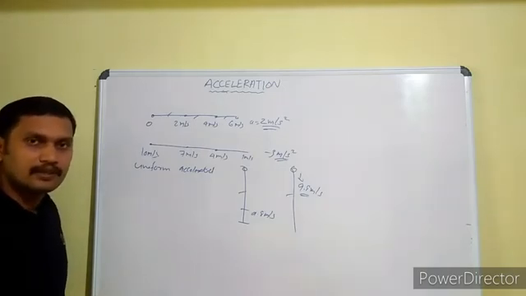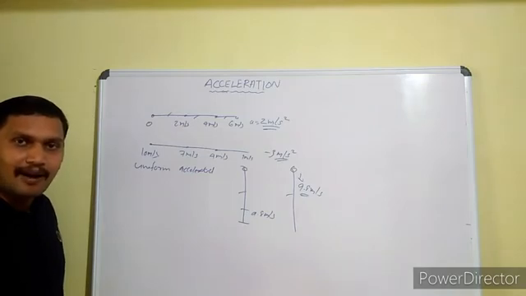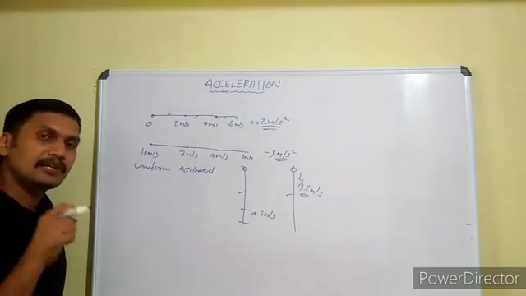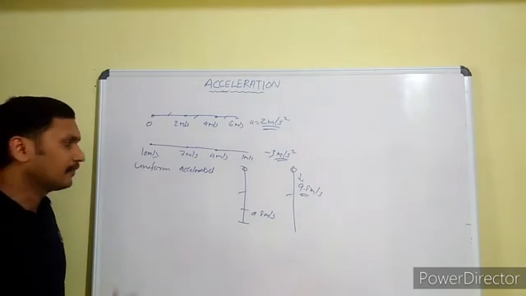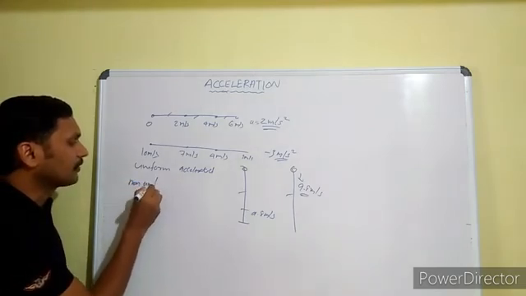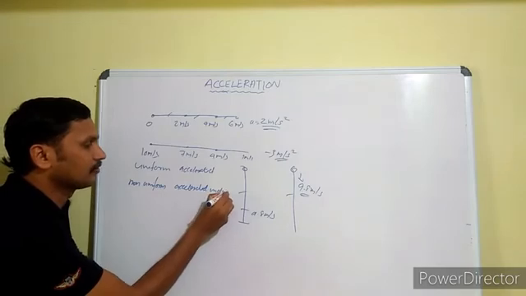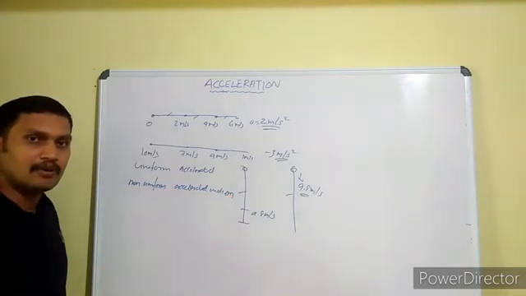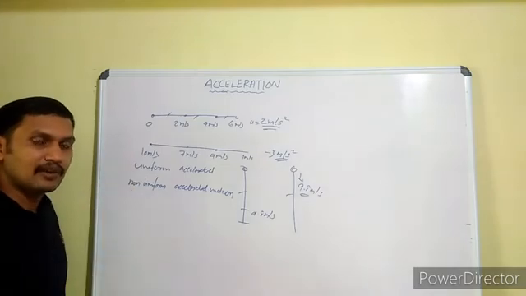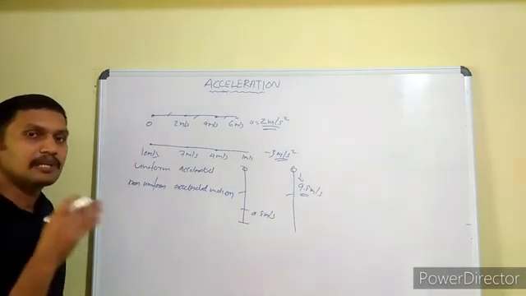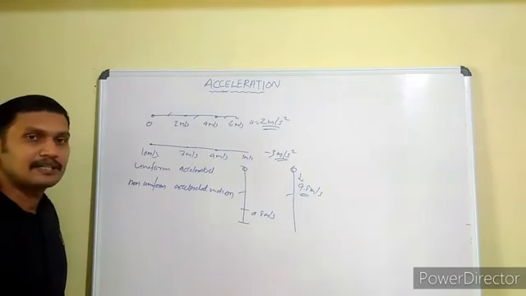But in the majority of motions, this change in velocity may not be uniform. It means unequal changes in velocity in equal intervals of time. Then we can call it non-uniform accelerated motion. A body is said to be in non-uniform accelerated motion if the change in velocity is not uniform in equal intervals of time, that is, an unequal amount of change in velocity.